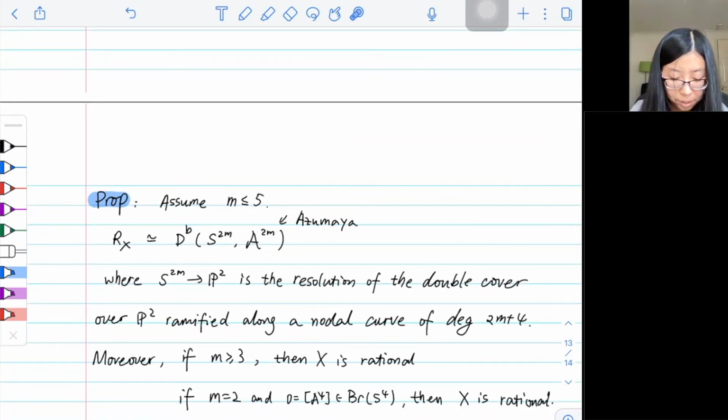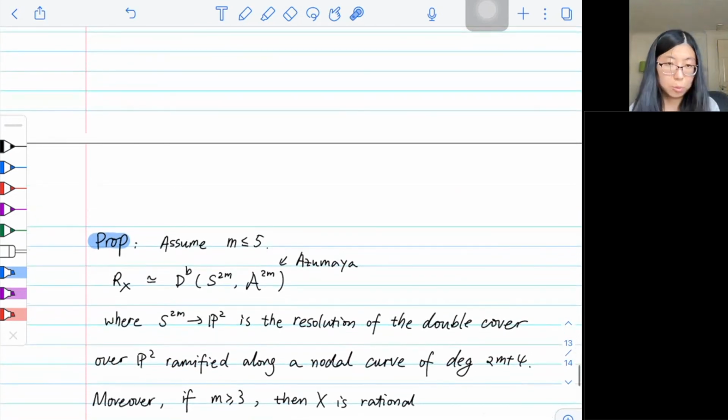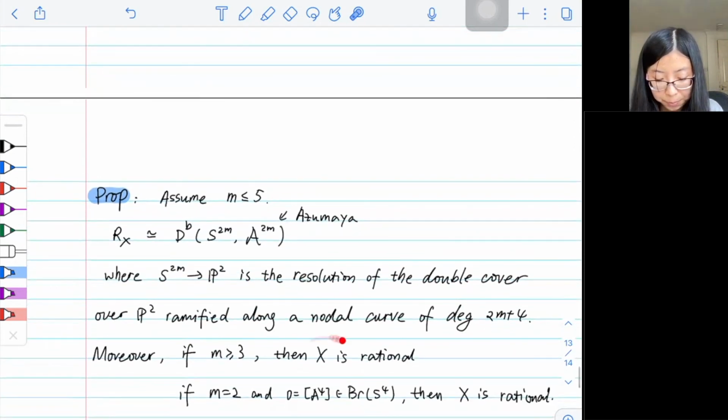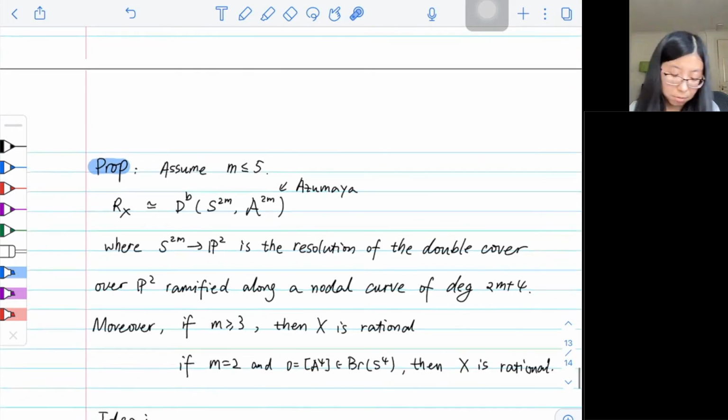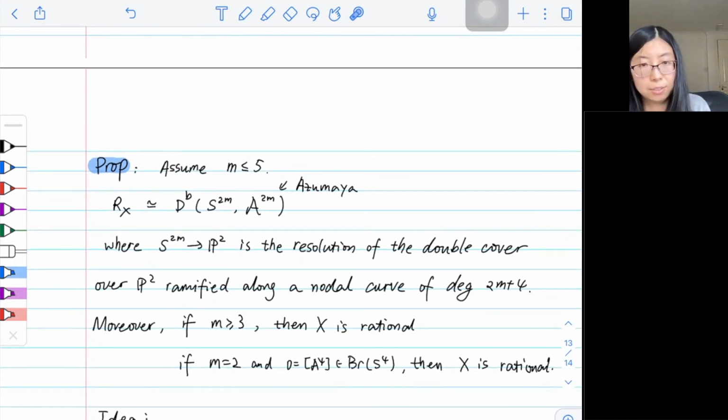And when m is at least 3, the corresponding quadratic bundle always has a section, and that's why the complete intersection is always smooth. And then when m is 2, and when the Brauer class vanishes, then the smooth complete intersection is rational as well.